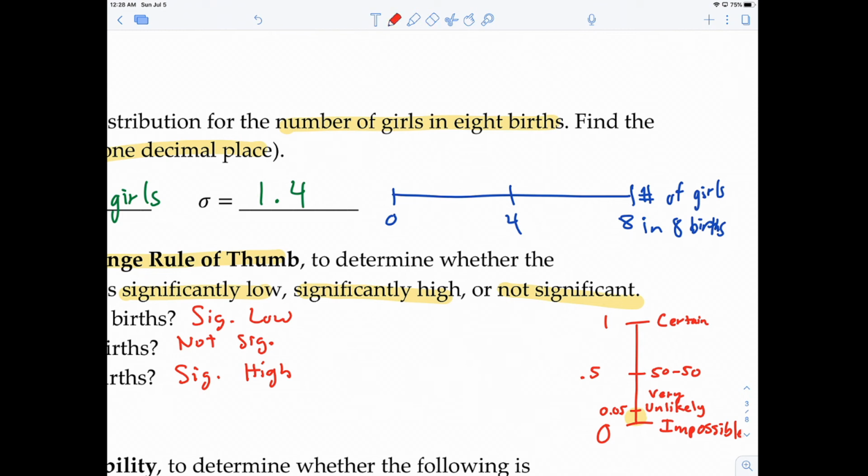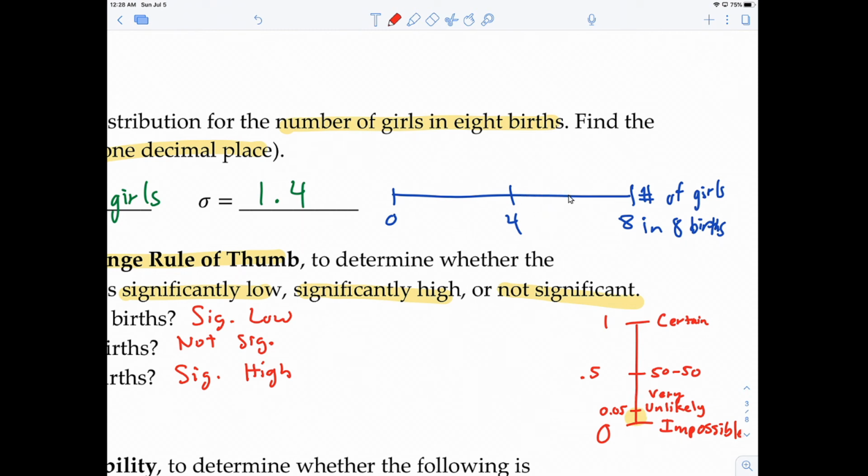So we know that in 8 births, we expect around 4 of them to be girls, assuming that boys and girls are equally likely. Tell me the probability of exactly 4 girls. You should be thinking something like a 50-50 chance, right? Well, what happens if I move away from the 4, let's say to the right side? What are the chances that I have, say, 5 girls? Would that probability go up or would it go down?